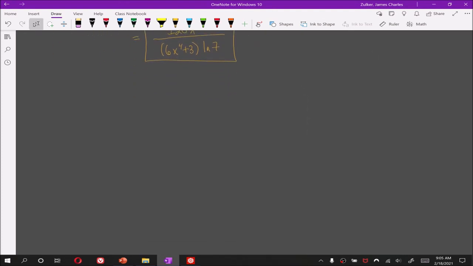And for our final example, let's consider the function 2 to the x times log base 3 of 7 to the x squared minus 4. Now, in this case, it would not be simpler to pull this exponent down. Then we're going to have a triple product rule. Let's just leave this as single product.